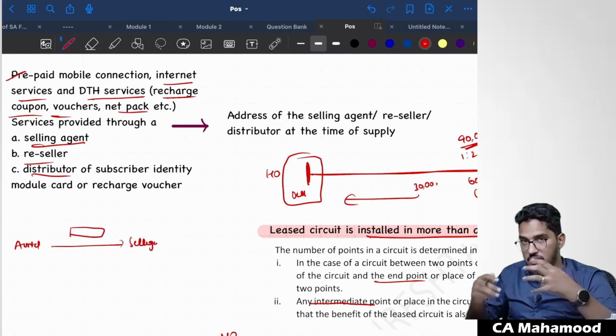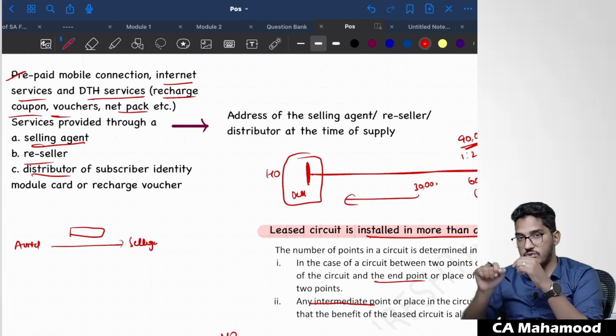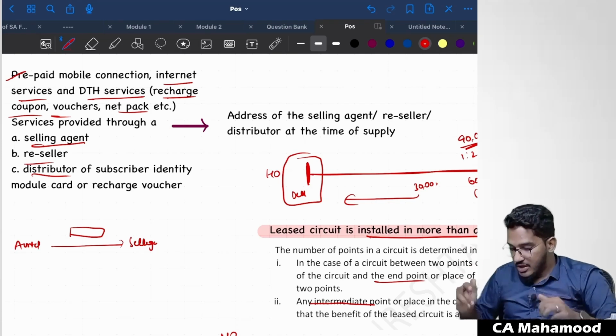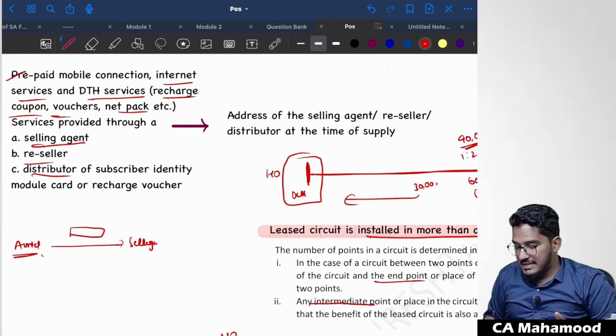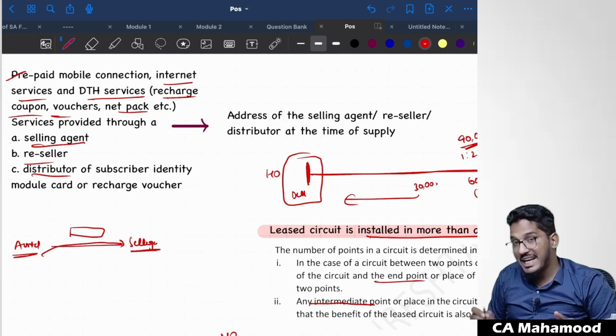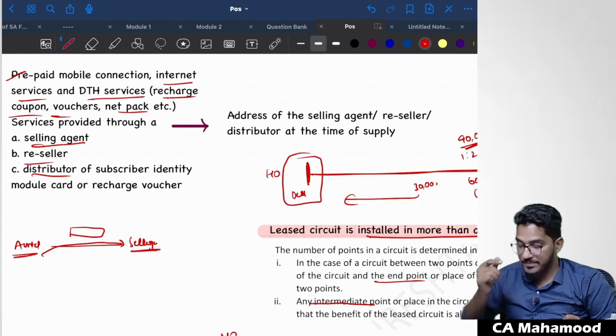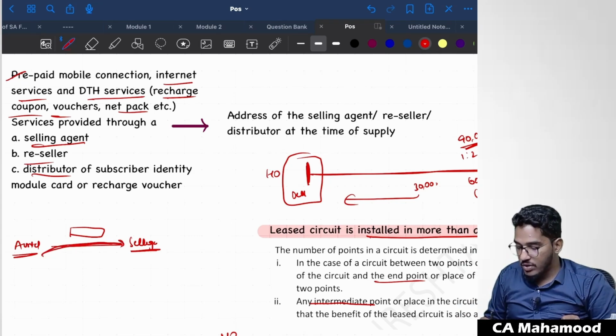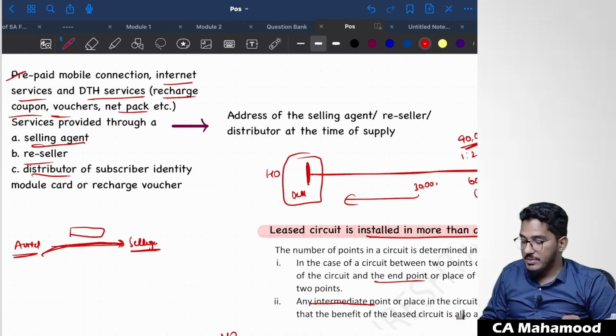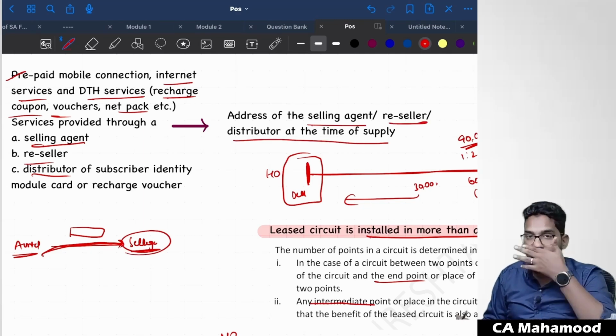Earlier at our locations, there used to be voucher sellers. If you go to them and want 20 rupees of recharge, they will give you one voucher. You have to scratch that voucher, a number will be there. If you enter that number, you will get the recharge. So for example, here Airtel company is selling the vouchers to the selling agents, not to the final subscriber. In this transaction, what will be the place of supply, sir? The place of supply will be the address of this selling agent, reseller or distributor at the time of supply.